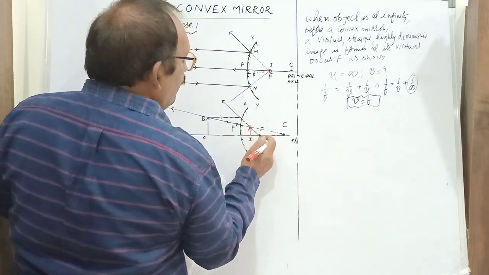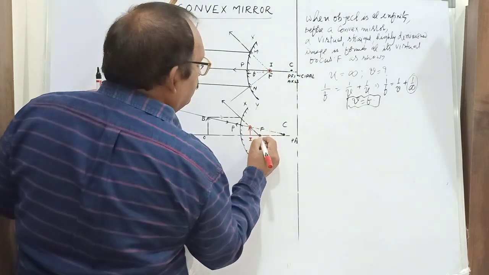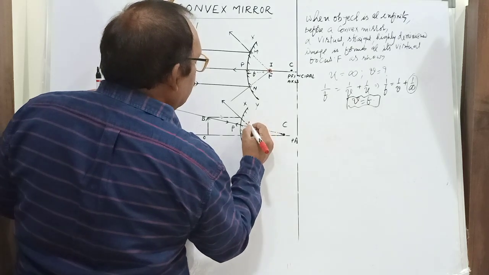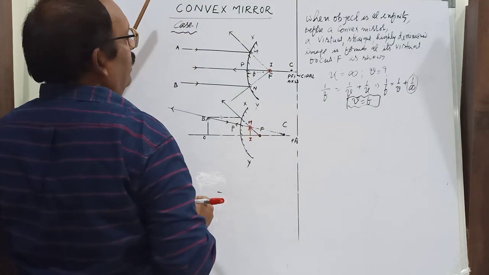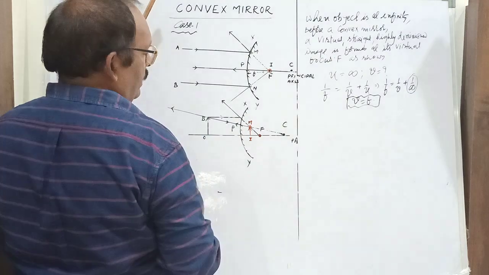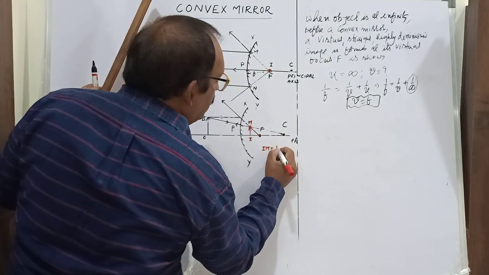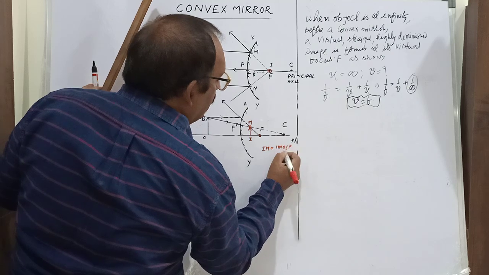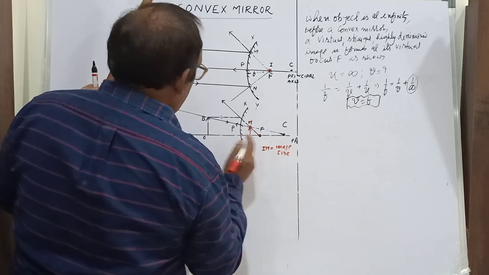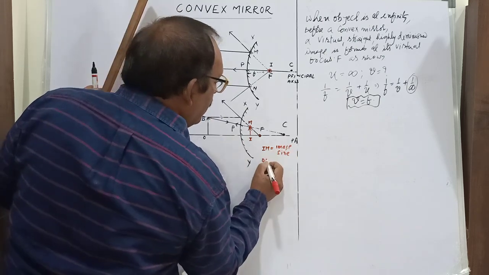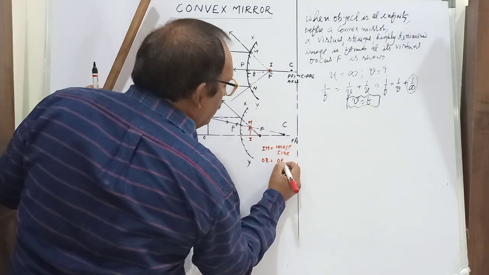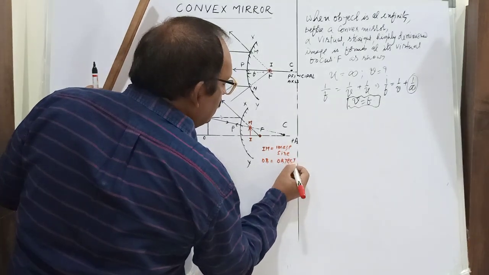The image is formed within the focus. This is the focus, and the image is formed within it. IM is the image, the size of the image. OB is the object size.